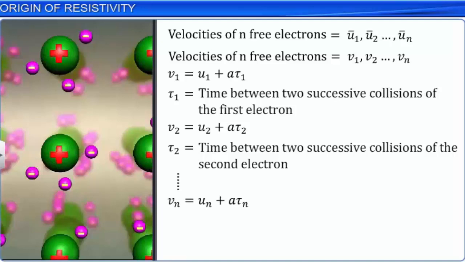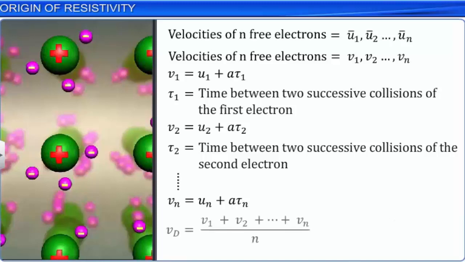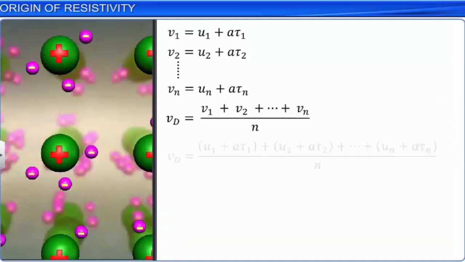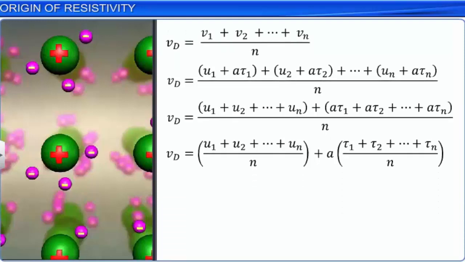The average velocity of all the free electrons is equal to the drift velocity vd. Hence, vd is equal to v1 plus v2 plus so on plus vn, divided by n. Substituting the expressions for v1, v2, and so on till vn in the expression for vd and simplifying, we get vd is equal to u plus a into tau.